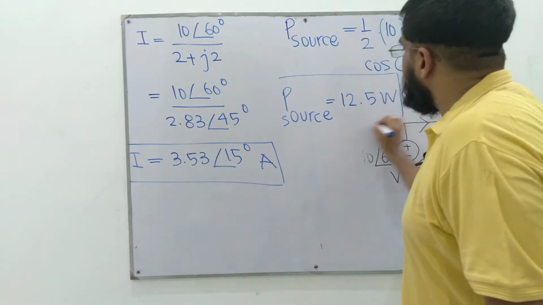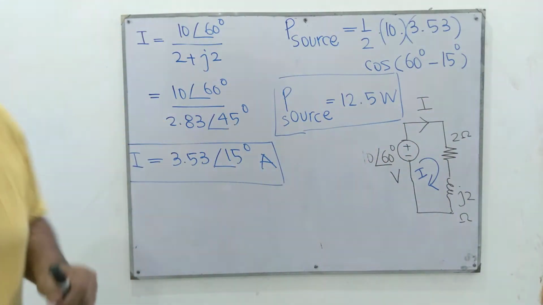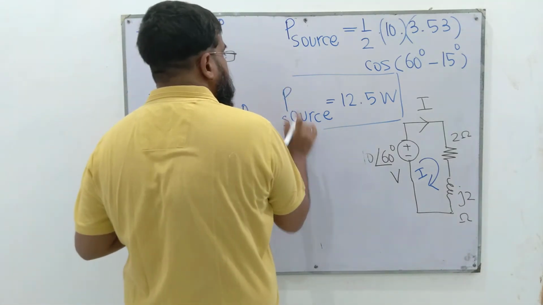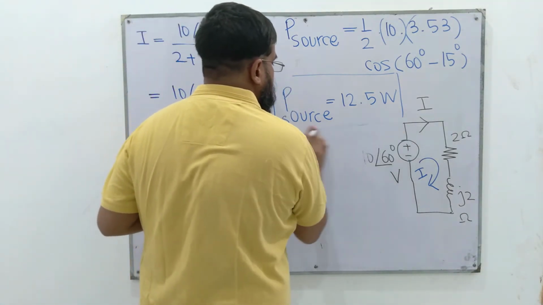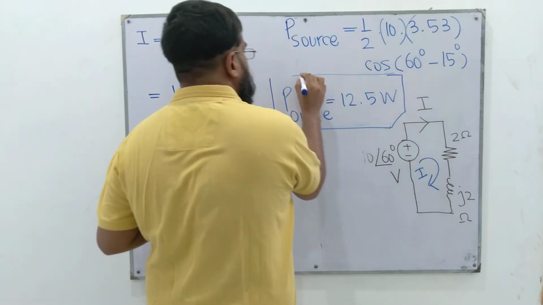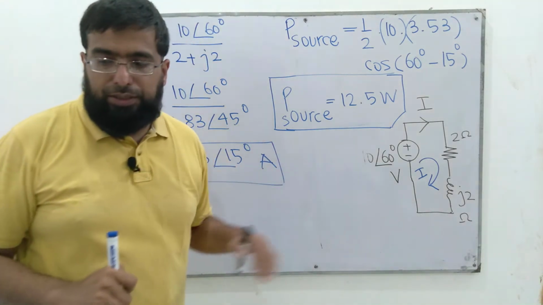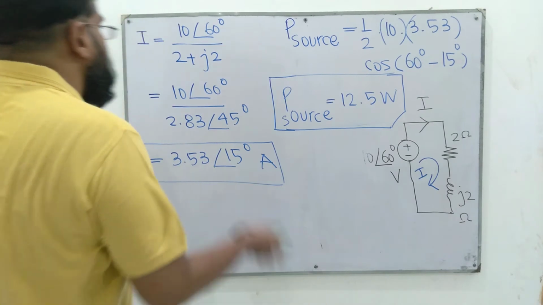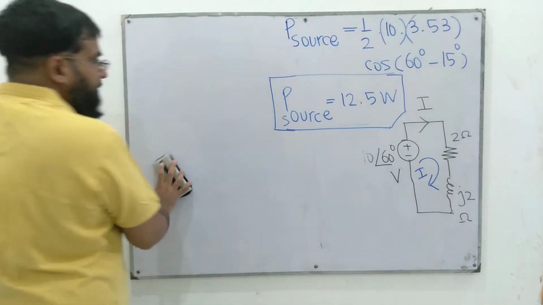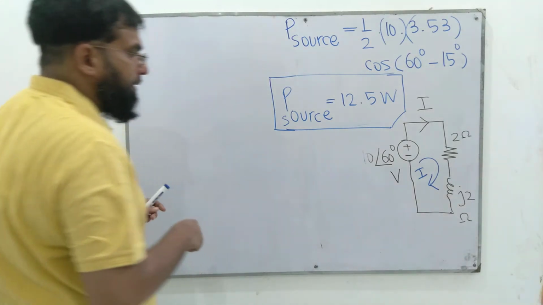So this is the power generated by this source, and we must know that the power generated and the power dissipated in a circuit should be the same. The total power dissipated and the total power generated should be the same. So the power generated is 12.5. Let's see what is the power dissipated in these two circuit elements, the 2 ohm resistor and the J2 ohm inductor with inductive reactance J2 ohms.